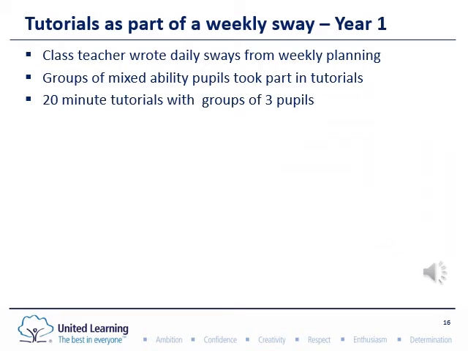The Year 1 class were all self-isolating at home, as was the teacher, and their tutorial was part of the end of a weekly Sway. So the class teacher had written daily Sways from the weekly planning that they would have been being taught had they been at school, and small groups of mixed ability pupils took part in the tutorials. There were 20 minutes with between 3 and 6 pupils in each group.